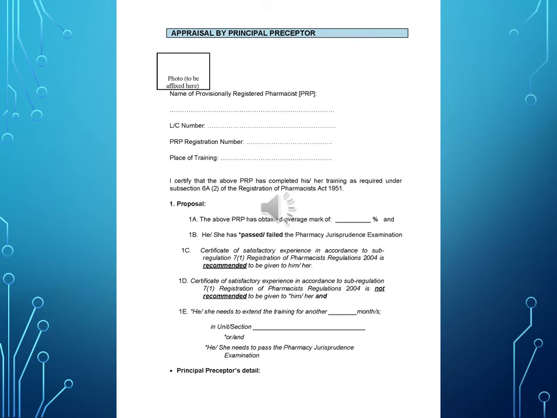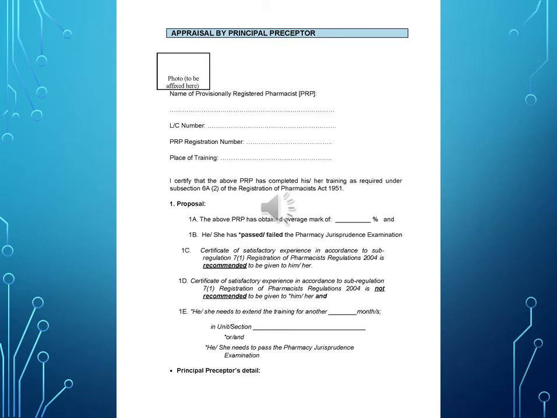Appraisal by principal preceptor. Photo, to be affixed here. Name of provisionally registered pharmacist, PRP. L/C number, PRP registration number. Place of training. I certify that the above PRP has completed his/her training as required under subsection 6A(2) of the Registration of Pharmacists Act 1951.